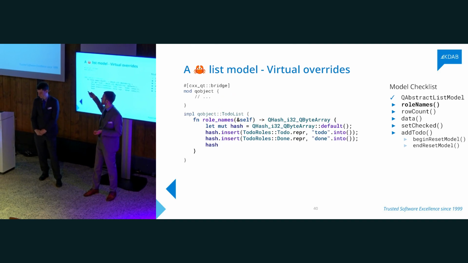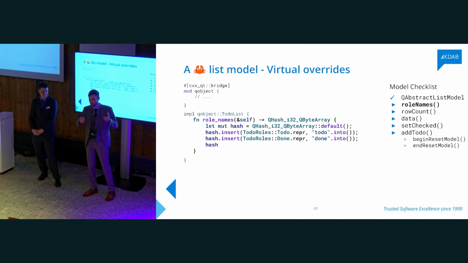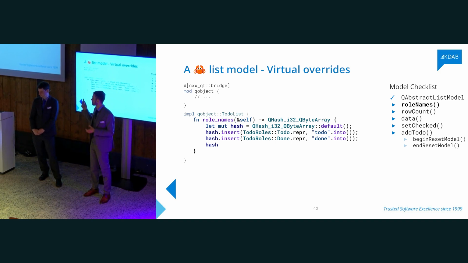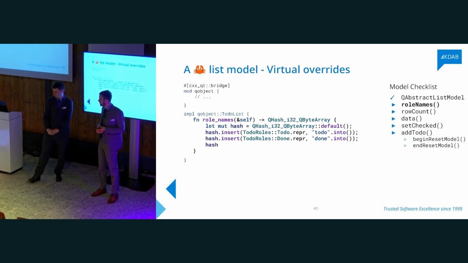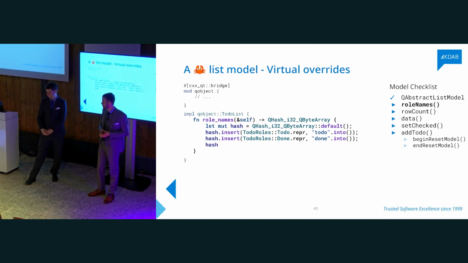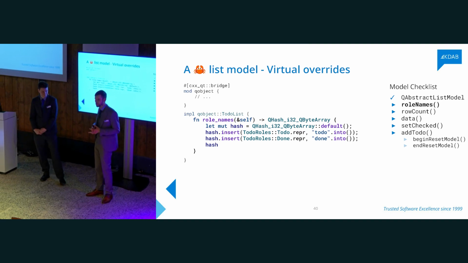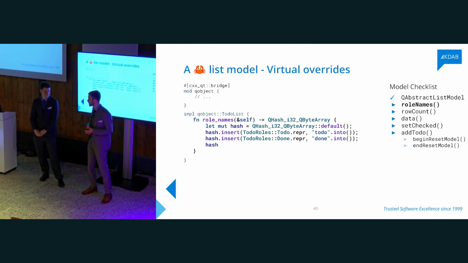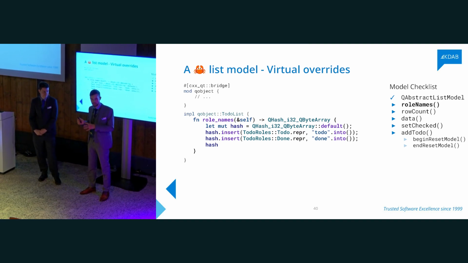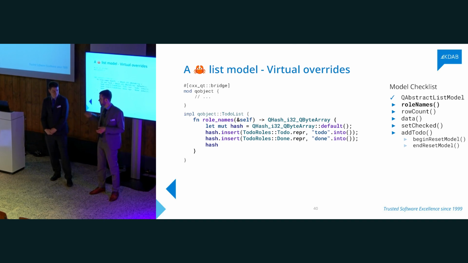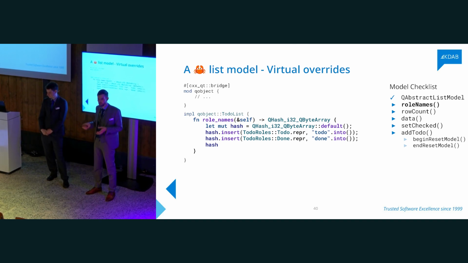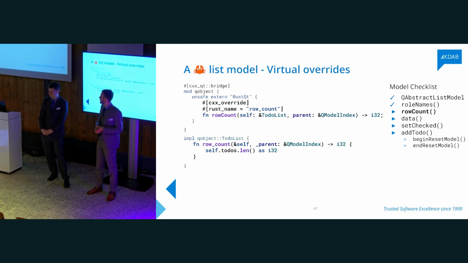Then, again, think of the bridge as your header. So outside of your header and in your actual source file, you're implementing the role names function. In this case, we're just creating a QHash. Because this is a templated type, this is a bit less ergonomic than you might be hoping for. But we actually have some plans in how to improve this in the future. But we can still just insert types as normal and return it from the function.